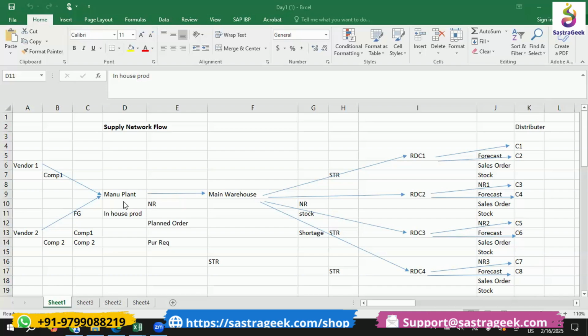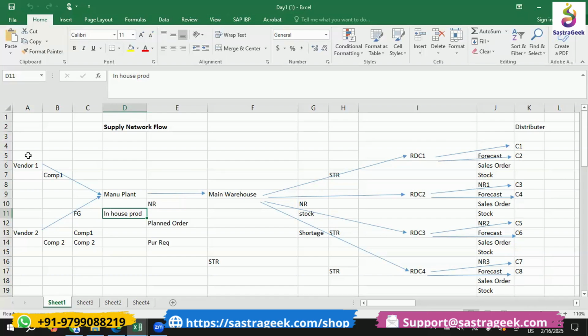Now, in order to manufacture the product, I would also require components. In this case, maybe component 1 is sourced from vendor 1, and component 2 is sourced from vendor 2. Or there could even be cases where you have multi-sourcing. The definition of multi-sourcing is that for the same component, we have multiple sources.